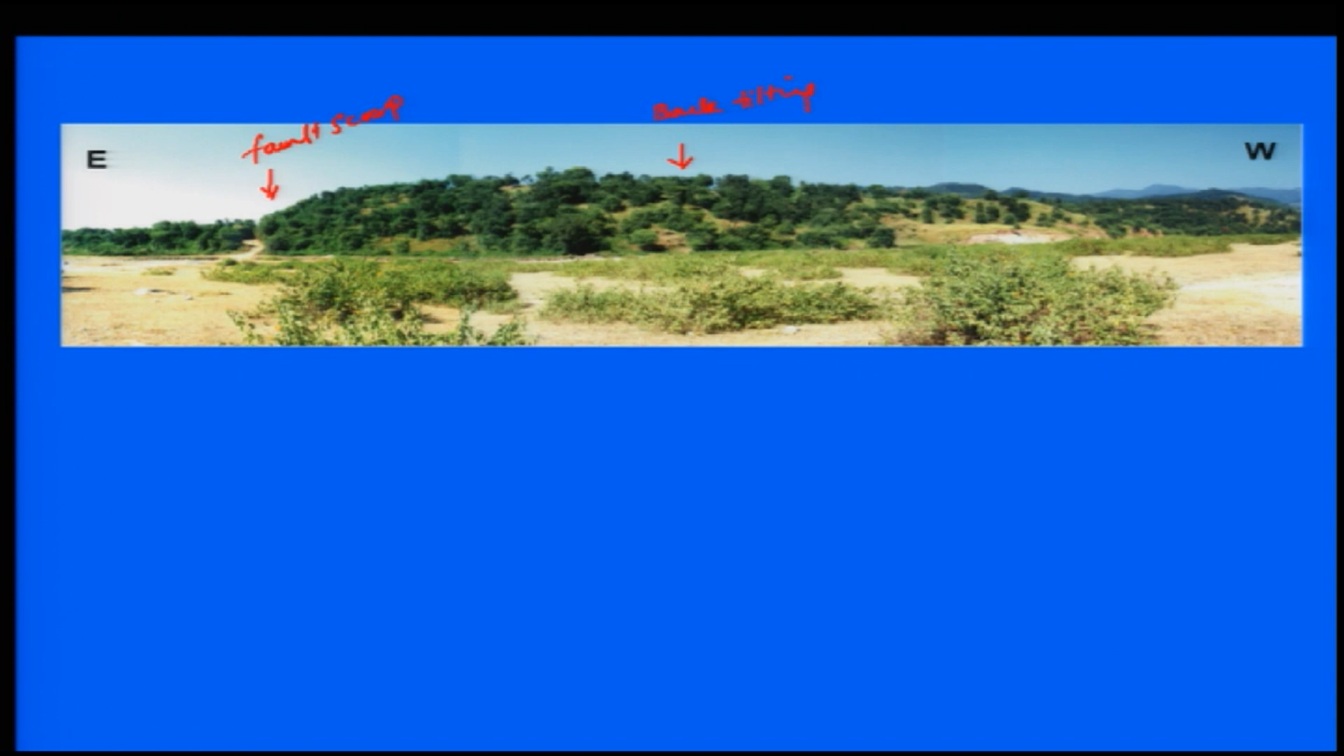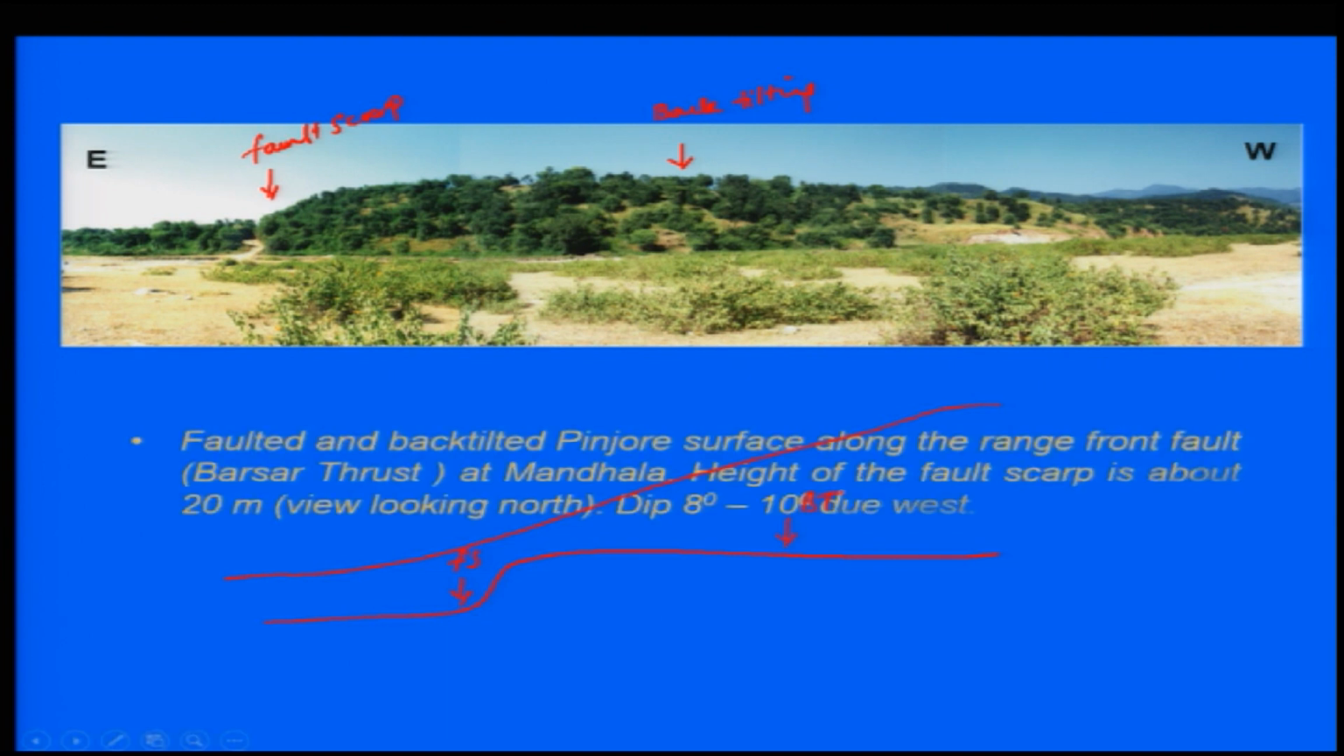The general slope should have been something like that, but what we see is that this portion is uplifted here and then back tilted. So this is the scarp profile. This will be your fault scarp, and this is your back tilting. If you date this surface, then you will be able to say when exactly this event took place.